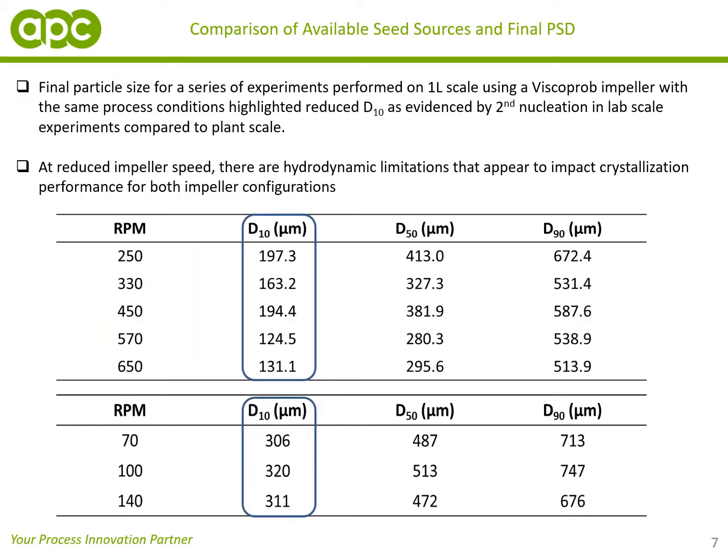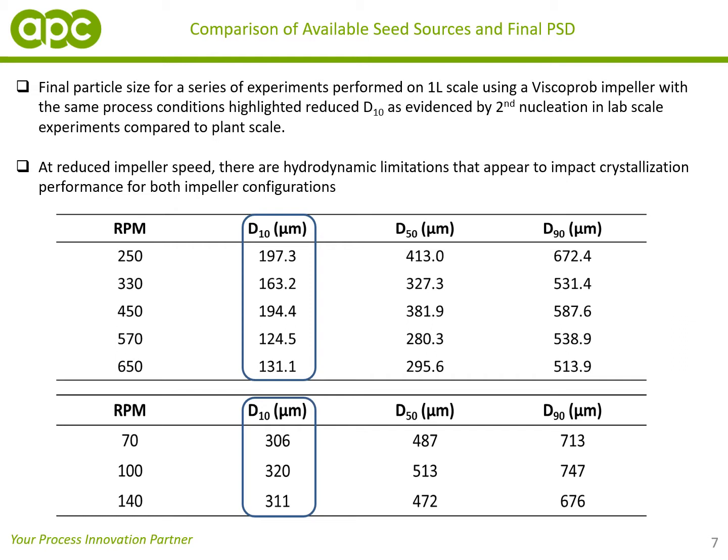So one of the things we wanted to do was analyze the data sets available for the process that we're looking to optimize. What's shown here are two tables. On the top are 5 experiments that were performed on the 1 liter scale using the viscoprop impeller. And on the bottom are 3 runs carried out in the plant scale vessel with the same impeller.